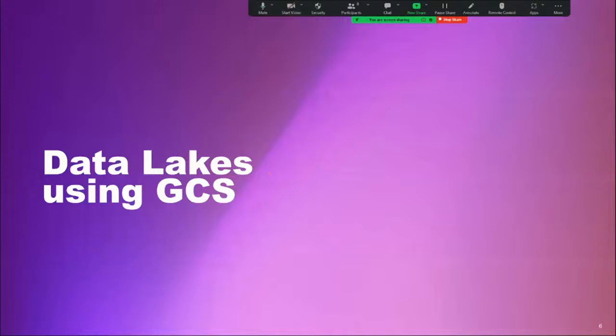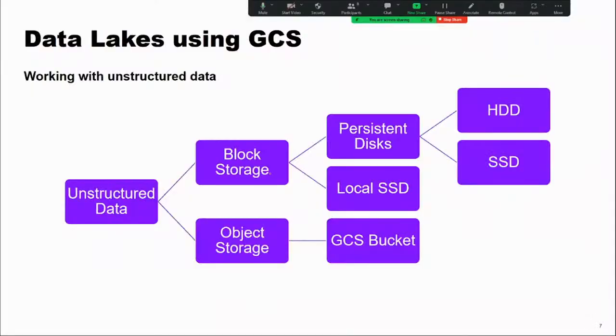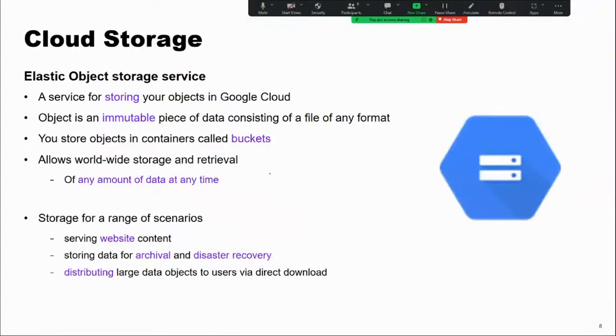Now let us see data lakes using GCS. In Google Cloud Platform, Google Cloud Storage acts as a data lake. What is that? Let us see now. So this is Google Cloud Storage as a data lake in GCP. What is Google Cloud Storage, guys? Let me go to Paint and try to explain it one by one.